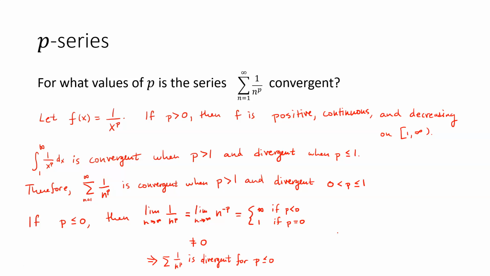So in general, we see for a p-series, a p-series 1 over n to the p, it is convergent for p greater than 1 and divergent for p less than or equal to 1.